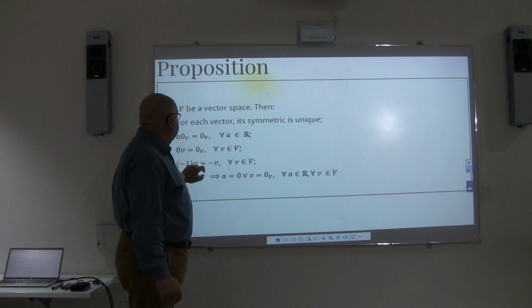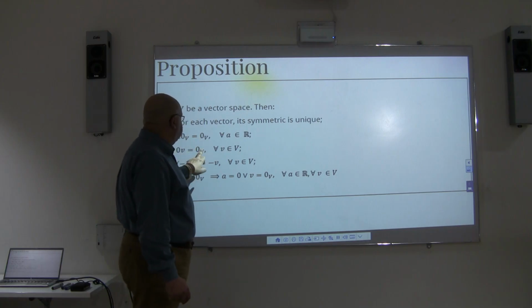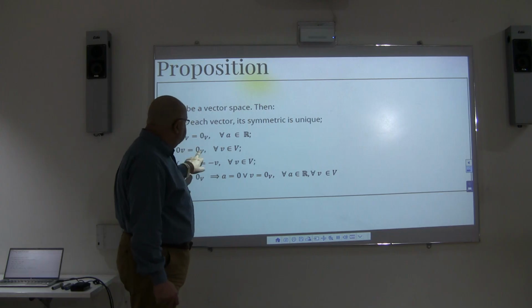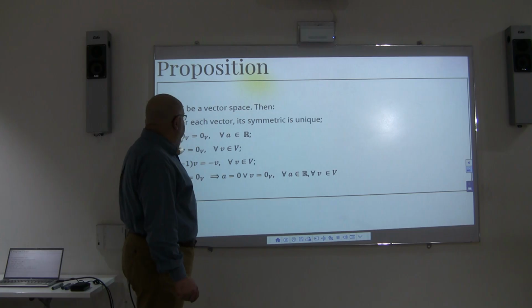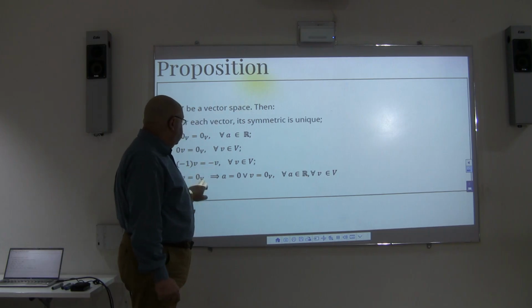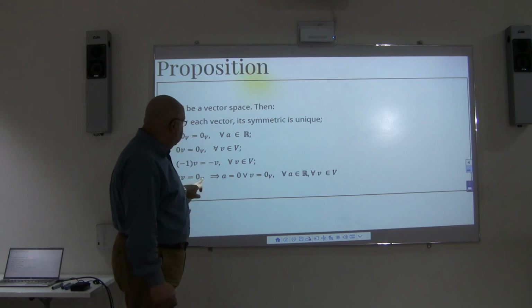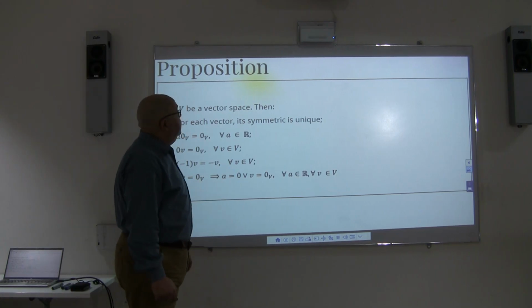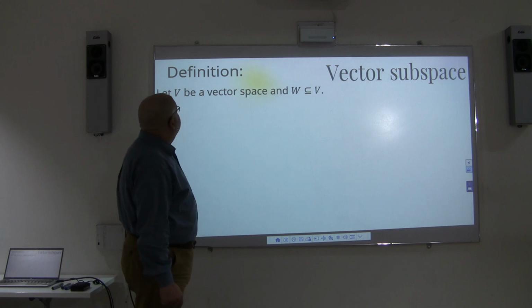A times 0 is equal to 0, and 0 times V is equal to 0. The 0 multiplied by any vector results in the origin of this vector space. A times the 0 vector of a vector space will be 0. -1 times V is going to be negative V. If A times V is equal to the null vector, it implies A is equal to 0 or V is the null vector.